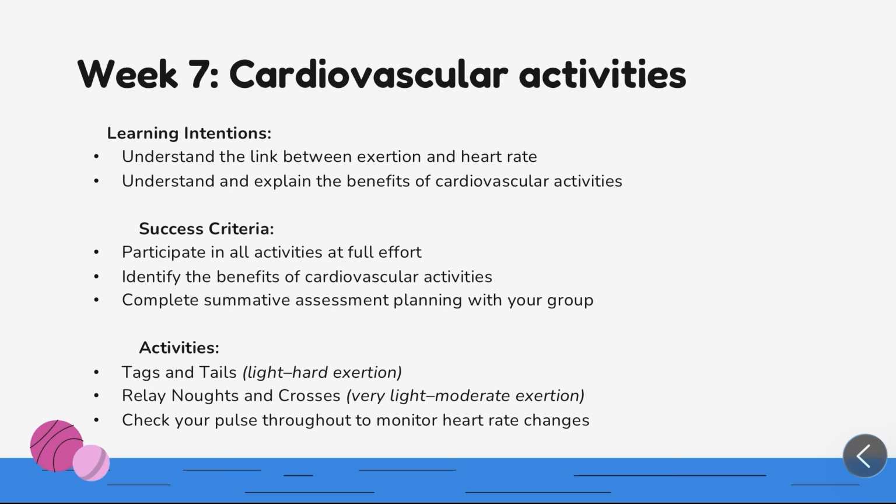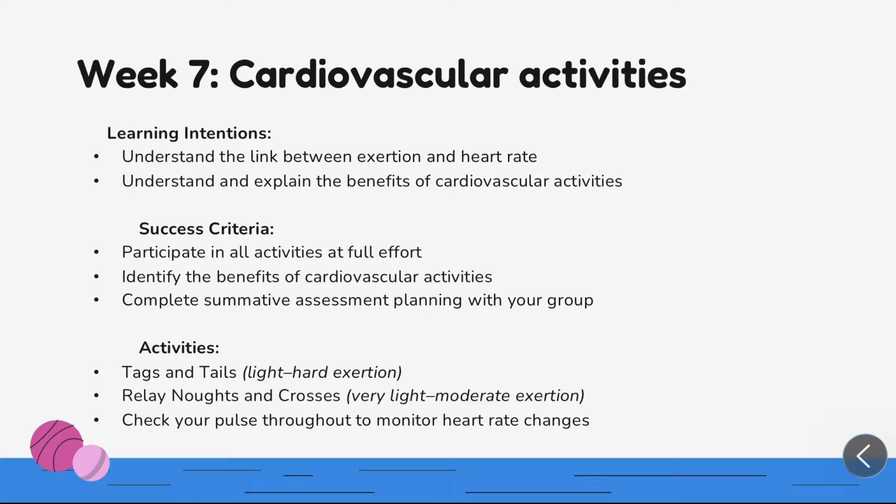In week 7, cardiovascular activities are completed. Through activities such as tags and tails and relay noughts and crosses, students improve cardiovascular endurance, coordination, and teamwork whilst actively engaging in movements. These activities also help students understand the relationship between levels of exhaustion and heart rate, allowing them to recognize how the body responds to exercise. This lesson combines practical participation with health knowledge.